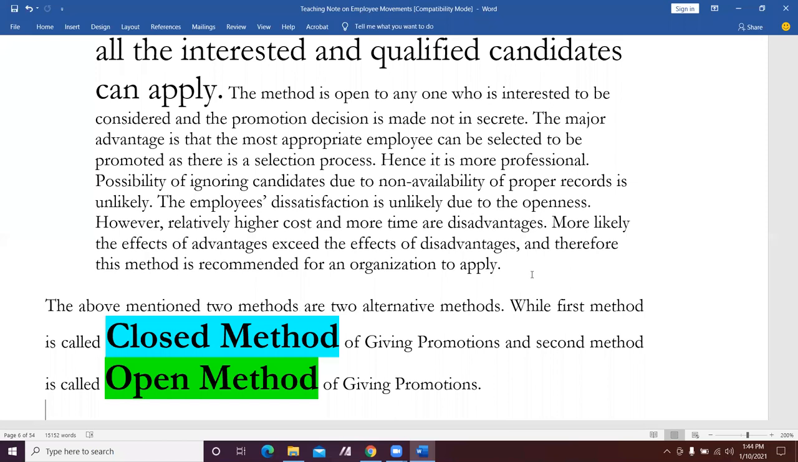Which one is better? Generally, the better approach is the open method. Why? There is a chance for all the people who are interested in getting the promotion to apply. Therefore, these people will think the situation is fair, not unfair. Also, there is transparency. If the decision of promotion is taken by the top manager in a secret way, there may be employees who think that decision is not fair.